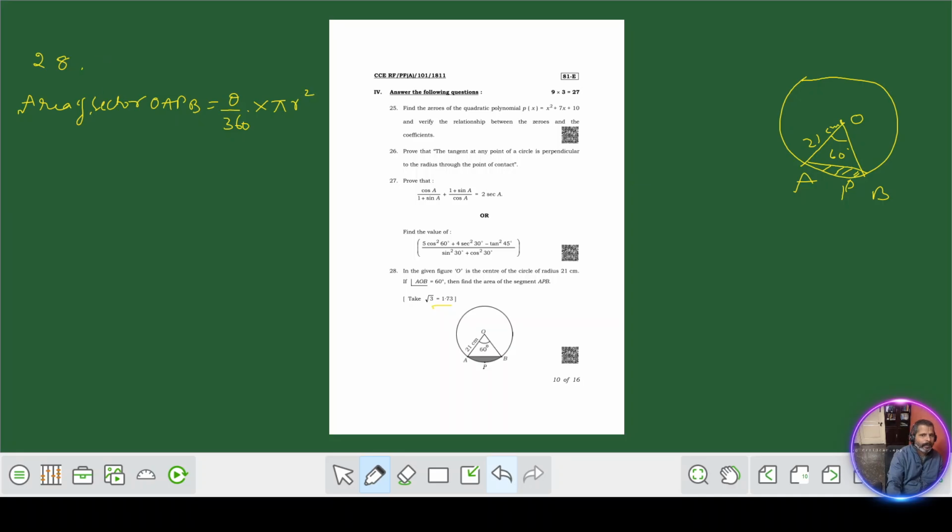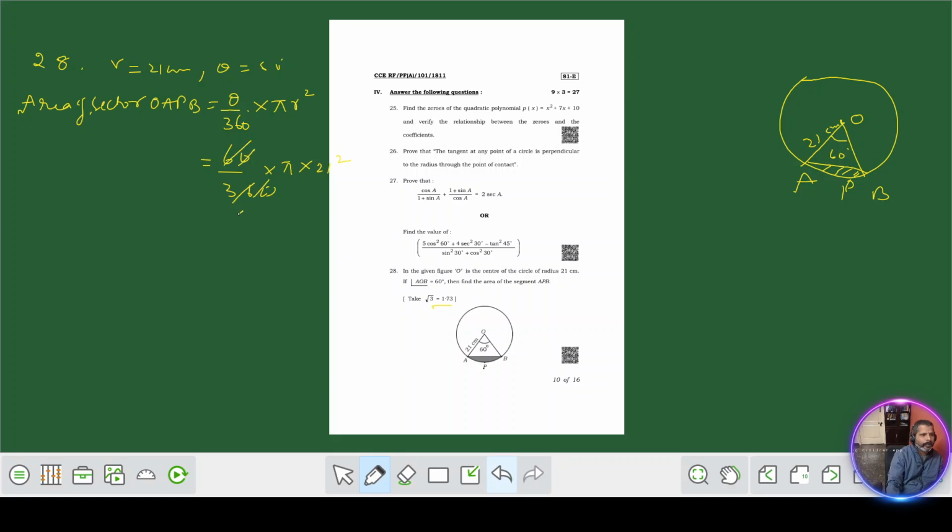Given, r is 21 centimeter, theta is 60 degree. Substitute it. Theta is 60 by 360 into pi into r, 21 square.